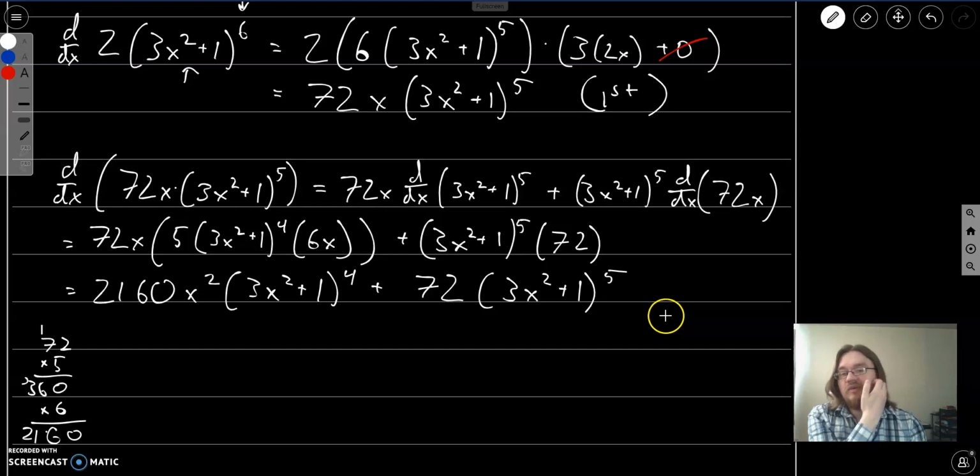So it does get a little bit messy, but overall we're just taking multiple derivatives, and that's about it. I think I'll stop there and continue with more examples in the next video.